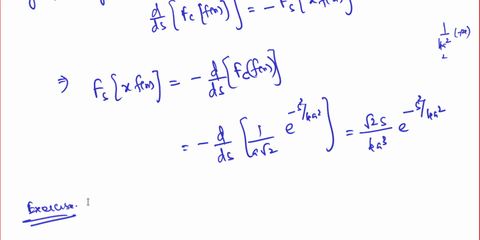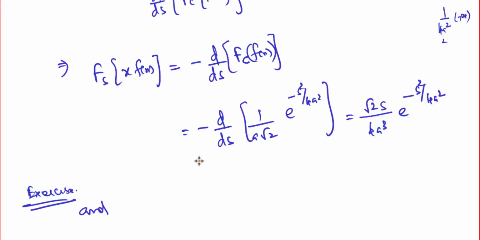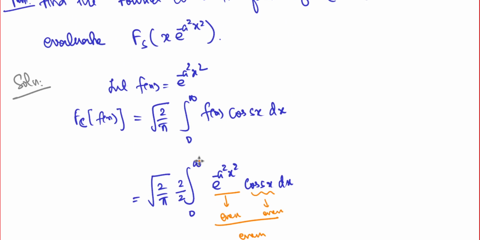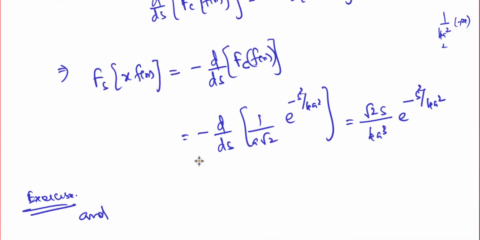Now, as an exercise, you continue this problem and find out... Hold on guys, it seems like I made a small mistake. Yeah, correct. What I wanted was the Fourier sine transform of x into f of x, correct? Let me just check whether I have written the question properly. Fourier sine transform of x into f of x, that's what I wanted. And I found the Fourier sine transform of x into f of x.